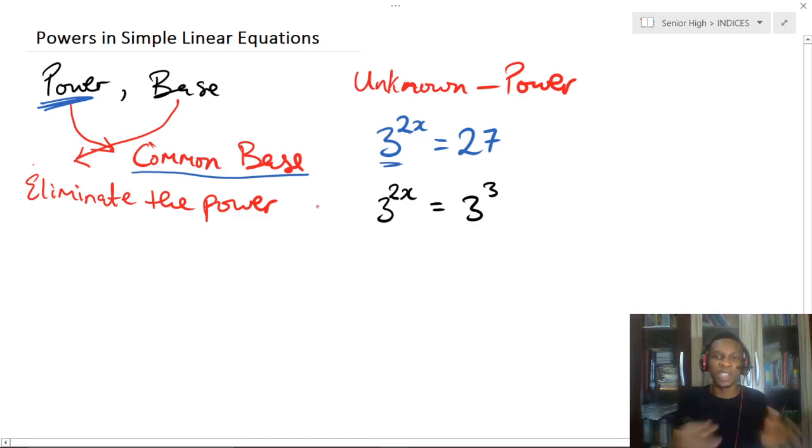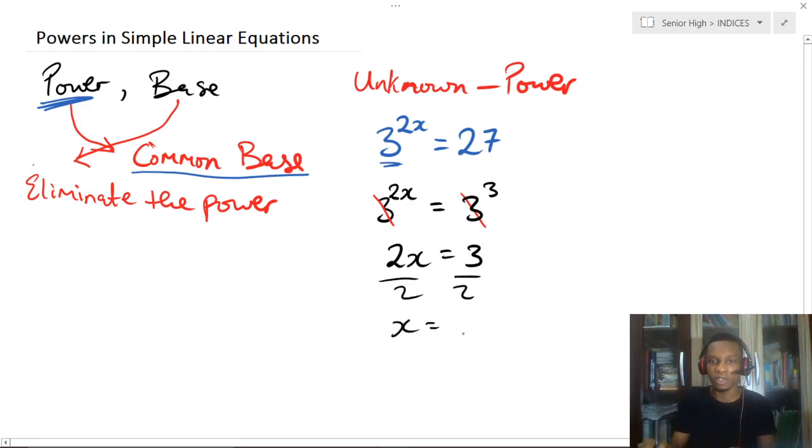Because when you say common, it means that it is found on both sides. So now that I can find a common base, what should I do? I eliminate the common base. I cancel this base, and then I work with only the index. So the index becomes my new base. Normally this cancelling is not really done, so you just forget about the bases and start working with the powers. So it becomes 2x is equal to 3. And then knowing how to solve this, you divide through by 2, and x is equal to 3 over 2. And that's the answer.